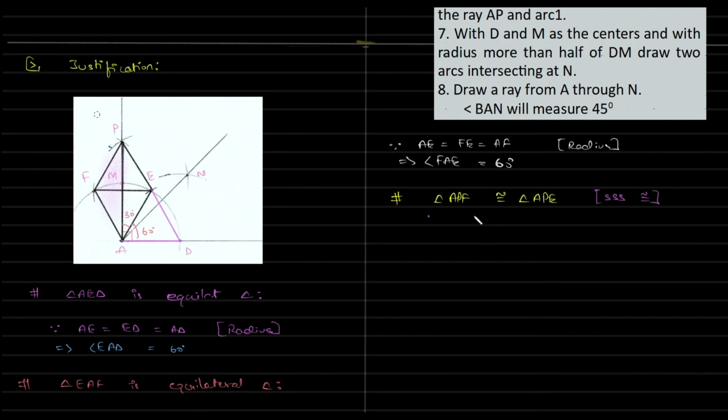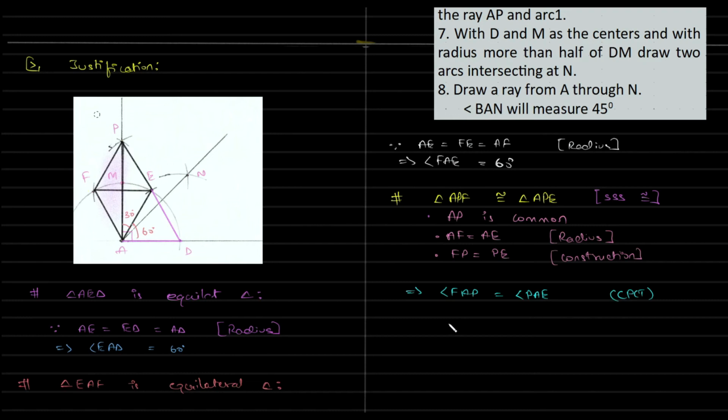So this comes because AP is common, then AF is equal to AE, and FP is equal to PE. This is because of radius, and this is because of construction. And next, we can conclude from this that angle FAP is equal to angle PAE, right? So that is one thing because of CPCT.